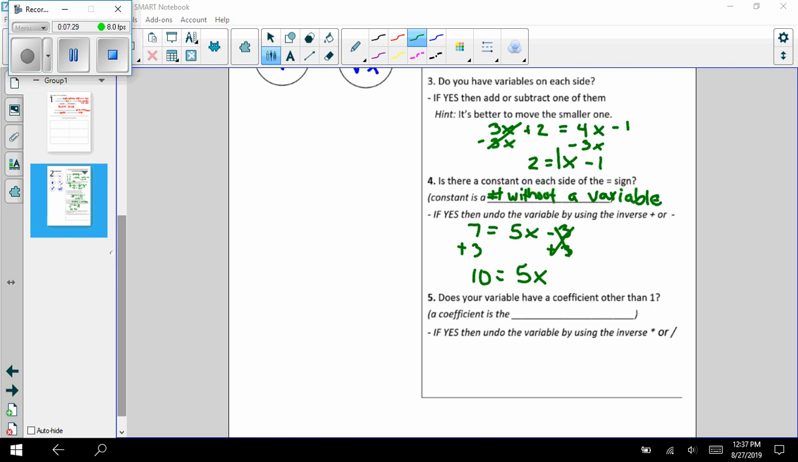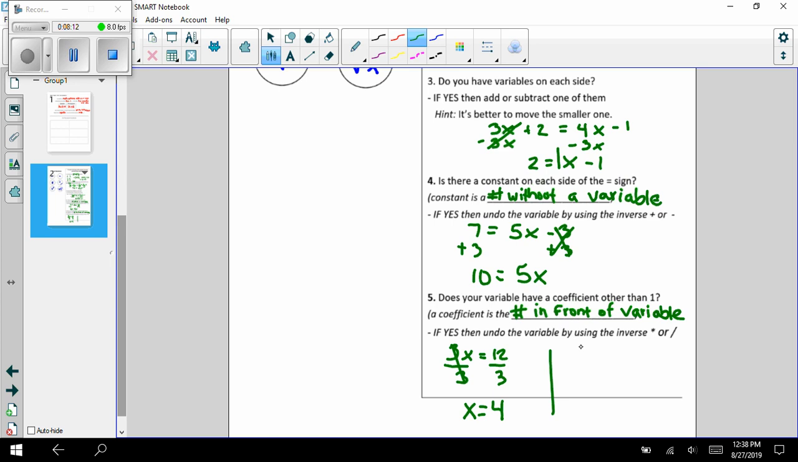And the last question you should ask yourself is, does your variable have a coefficient other than 1? A coefficient is the number in front of the variable. So in this example, we're going to do 2 quick examples here. We have 3x equals 12. The coefficient is 3 because it's in front of the variable. So we do the inverse of 3 times x, which would be divide. And I do that to both sides of the equal sign. In this case, I'm left with x equals 4.